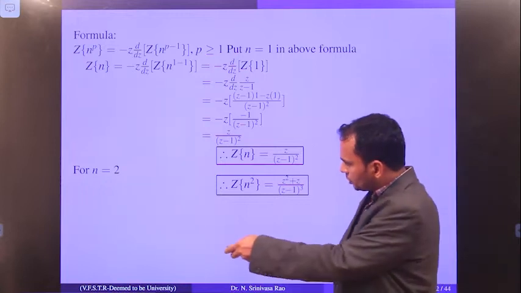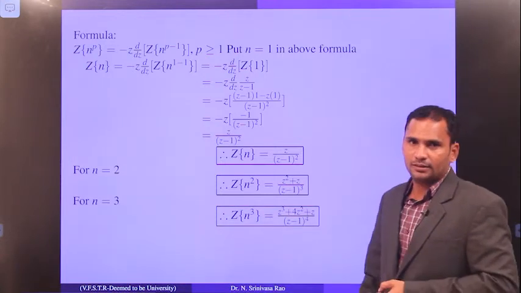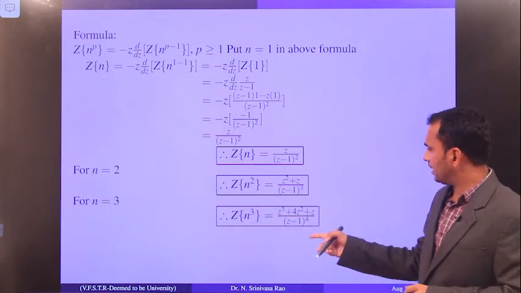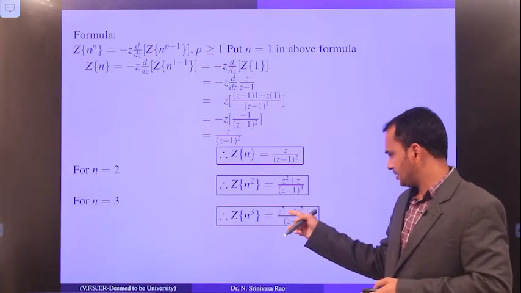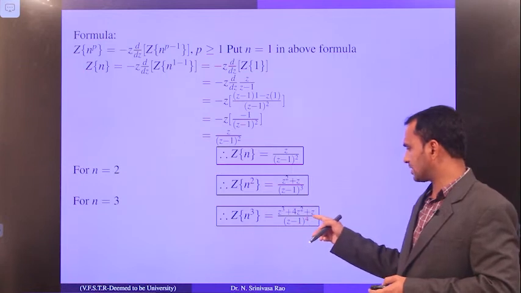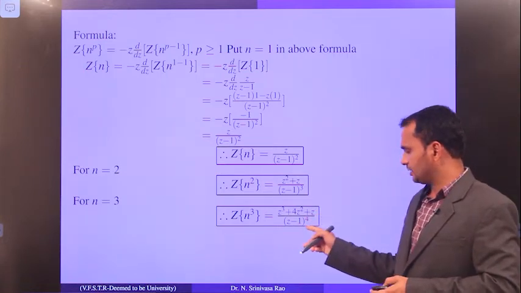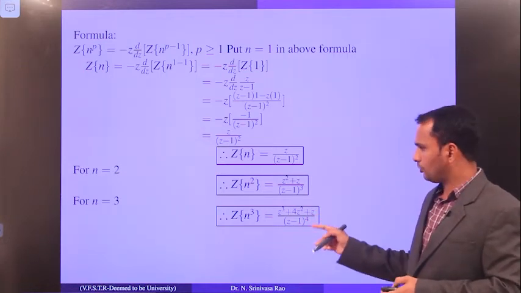And now if you substitute p equals to 3, what you will get is the Z transform of n cube, which is z cube plus 4z square plus z by z minus 1 whole power 4.